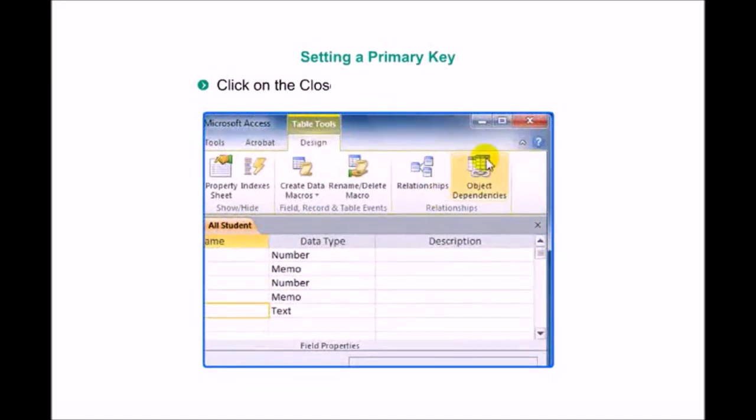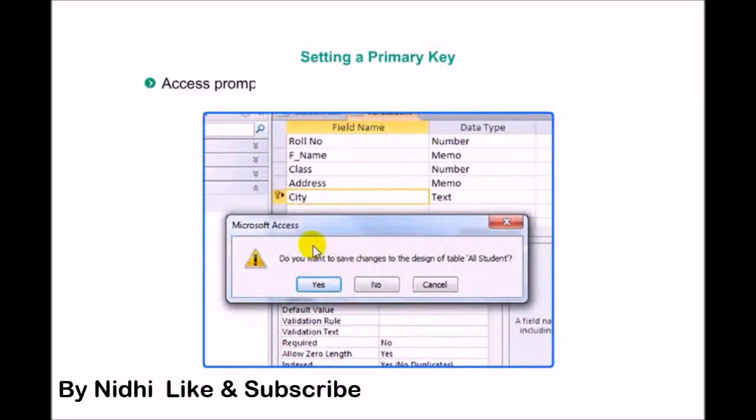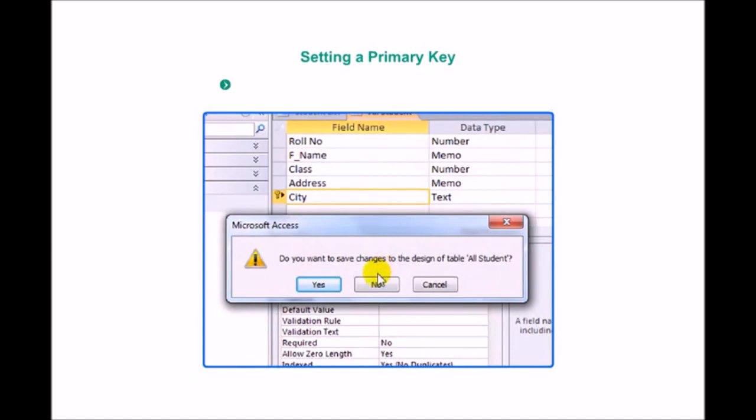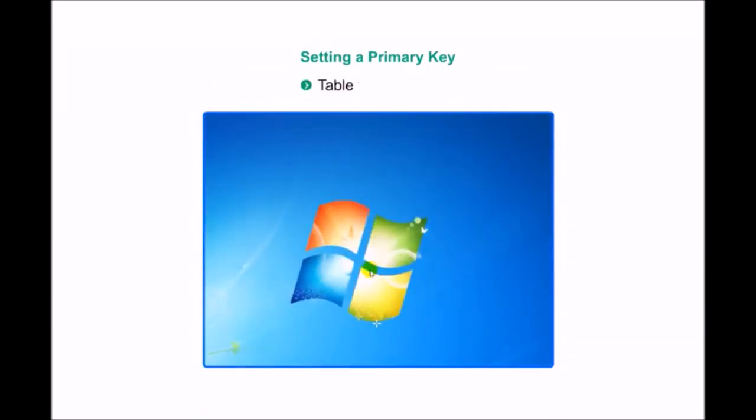Click on the Close button on the table window. Access prompts a message window reminding us to save changes. Click on the Yes button to save the changes. The table will be closed.